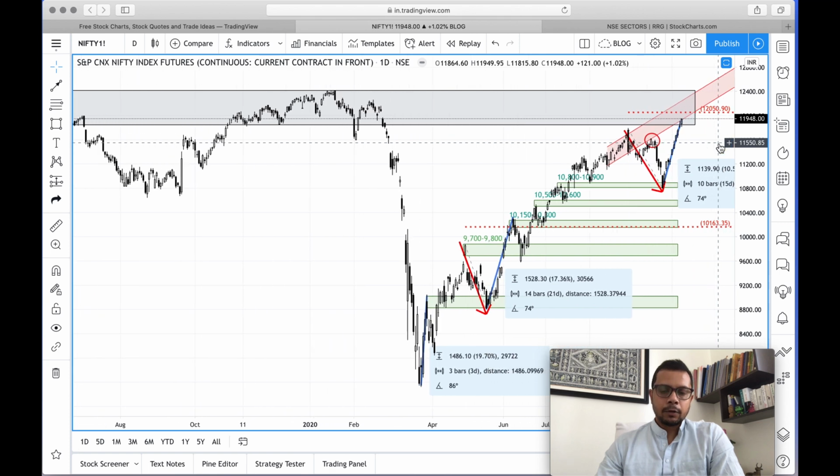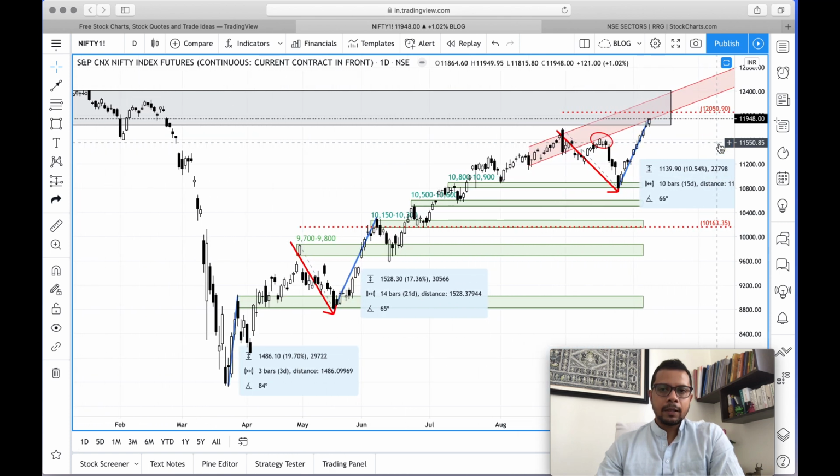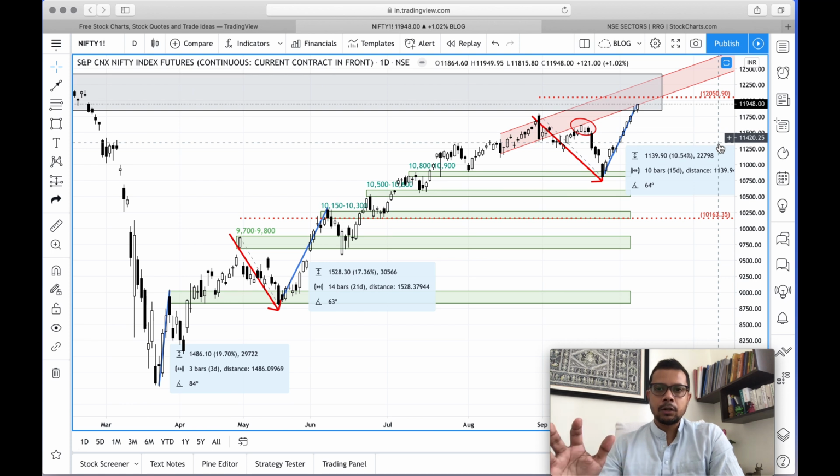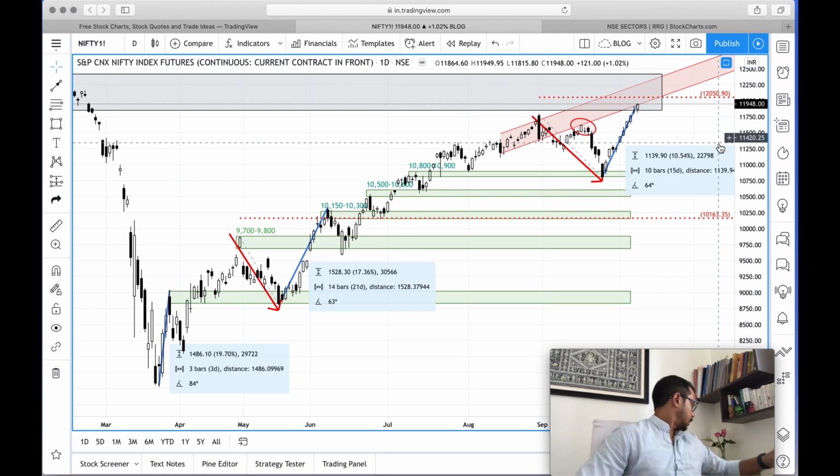What do we make of all these things? Number one, the index has given us an exceptional bounce back. Okay, that's the phone again. I really don't understand when you actually disconnect a call, the person should understand that I should be busy and I should call back. Anyways, jokes apart. What we are talking about is the index has given us an exceptional bounce back, no doubt.